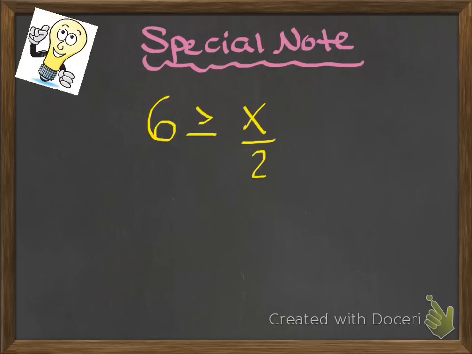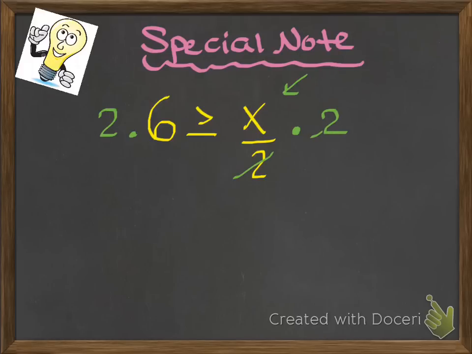Okay, the problem you see here is 6 is greater than or equal to x divided by 2. So let's go ahead and start with what we normally start with. What's the variable? The variable in this problem is x. What's being done to the variable? Well, we're dividing x by 2. So remember, the inverse operation for dividing is multiplication. So that means we're going to multiply both sides by 2 to get rid of the division by 2.